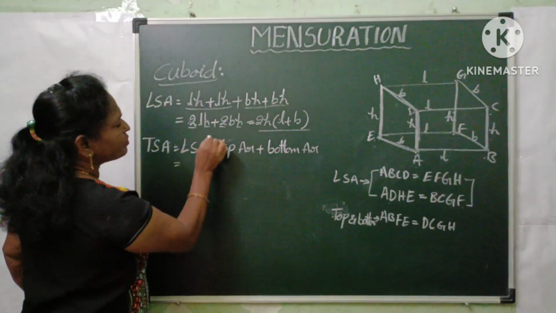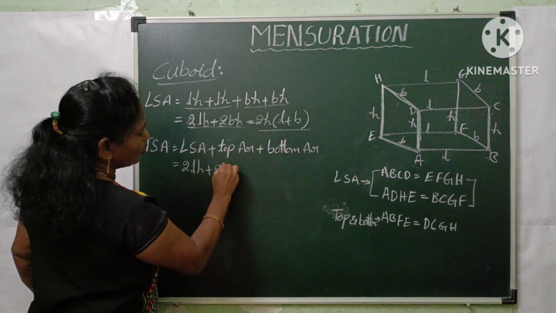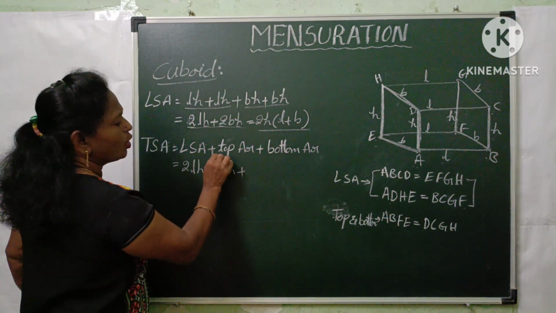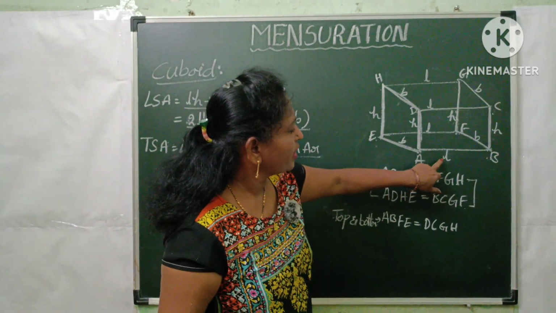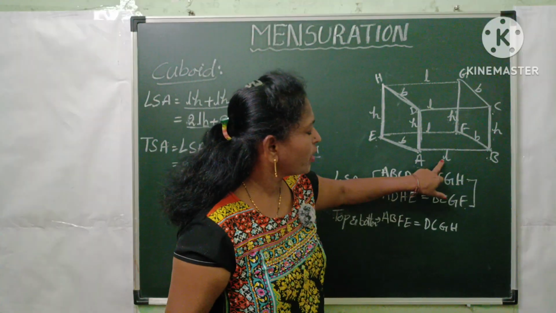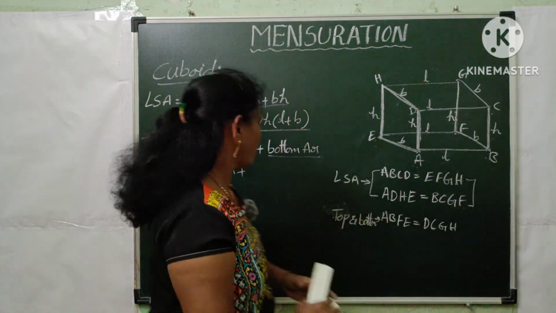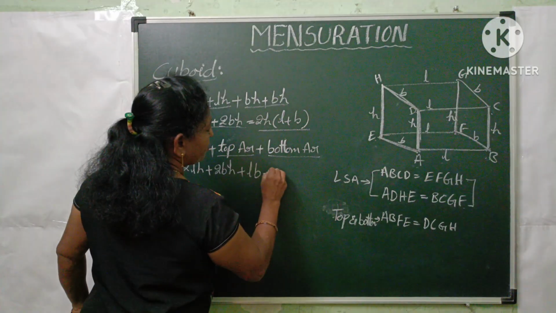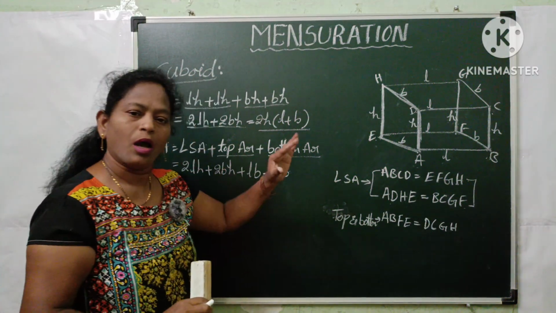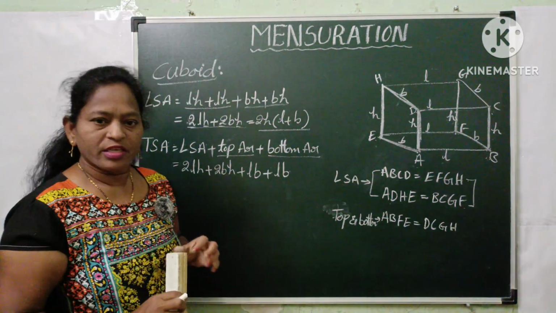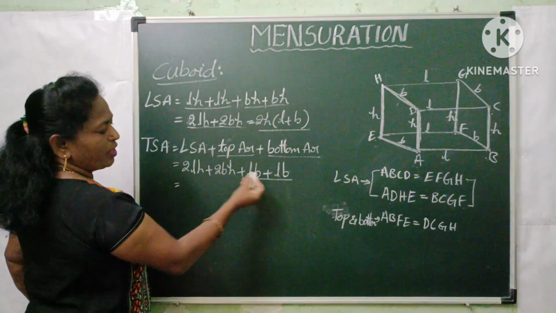Here LSA means what here? 2LH plus 2BH plus top area plus bottom area. What is the bottom? L length, breadth. So L into B. And same as top is L into B. So L into B plus L into B. Total surface area means we have to add top and bottom to the lateral surface area. So this LB, 2 are there.